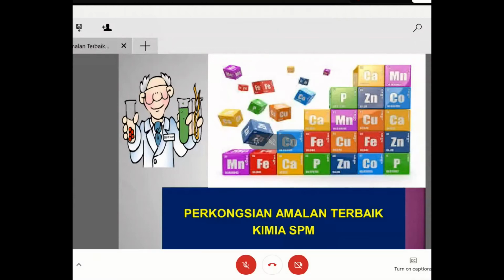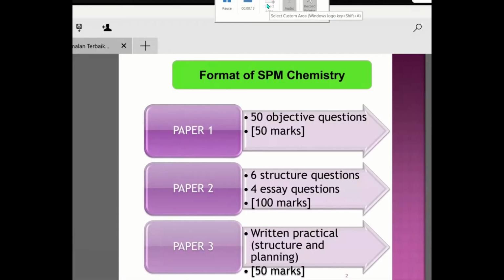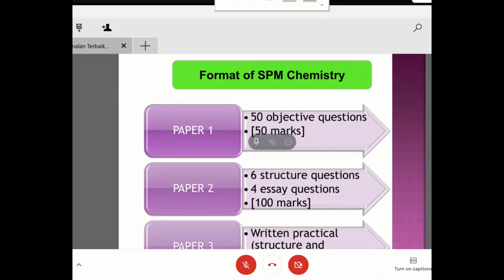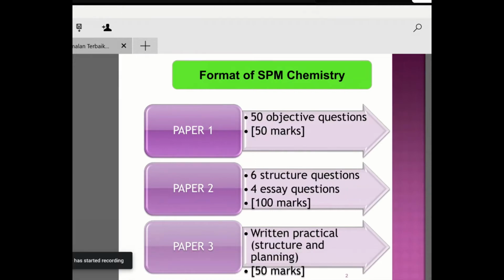Okay, so I just want to come up with the perkongsian amalan terbaik untuk yang kimia SPM. Okay, terutamanya untuk yang paper 2 inilah. So when we come up with this topic of chemistry, for sure we know that we must have a paper 1, and then we have a paper 2 and paper 3.